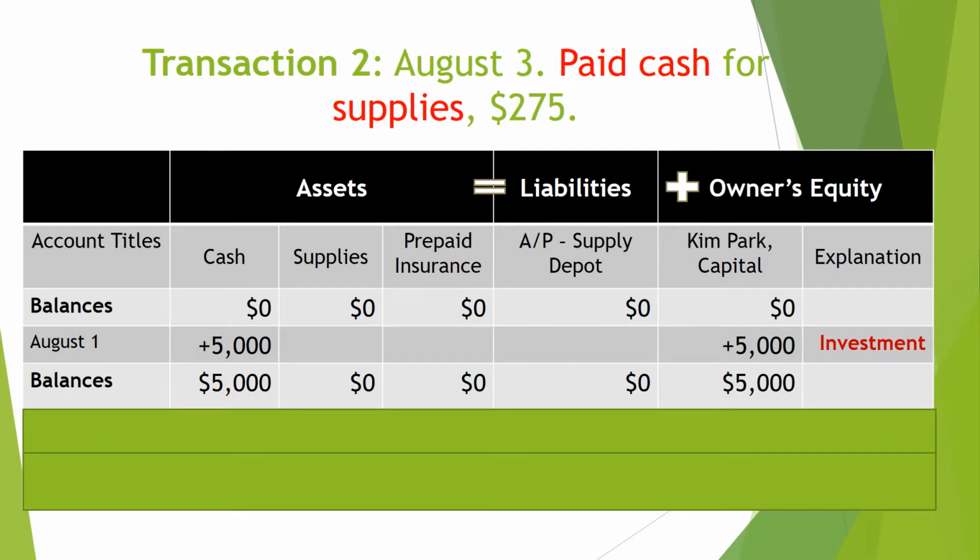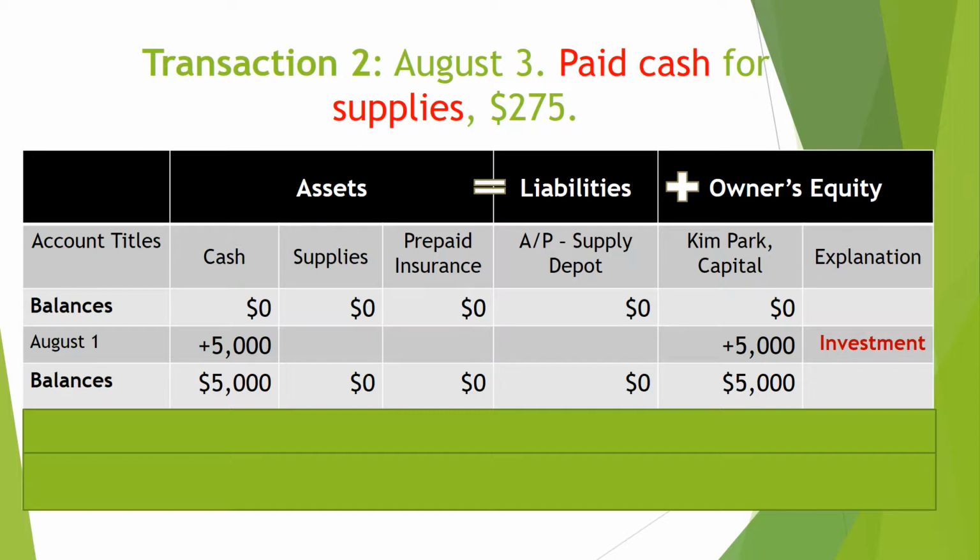Transaction 2, August 3rd. Paid cash for supplies, $275. Let's decide on our keywords. Paid cash. What did we pay cash for? Supplies. Whenever we pay cash, we have less cash, so our cash account will decrease. What did we get for the cash? Supplies. Since we have more supplies, our supplies account will increase.